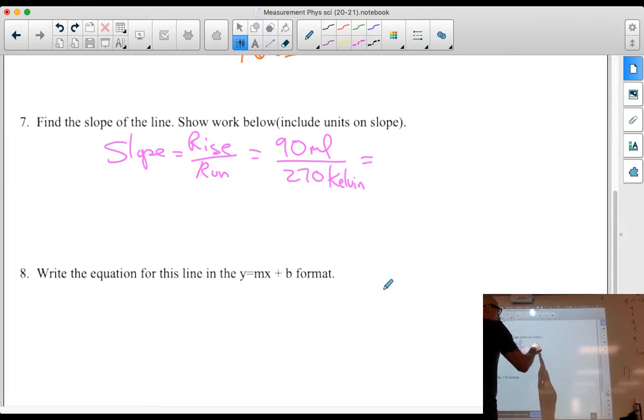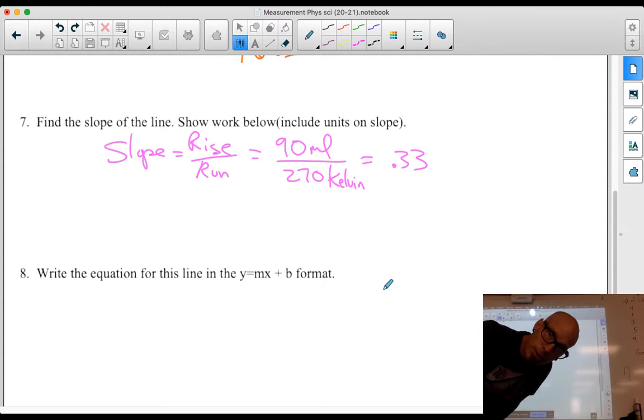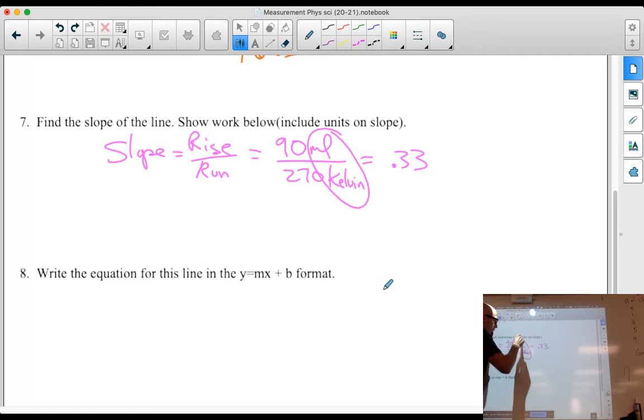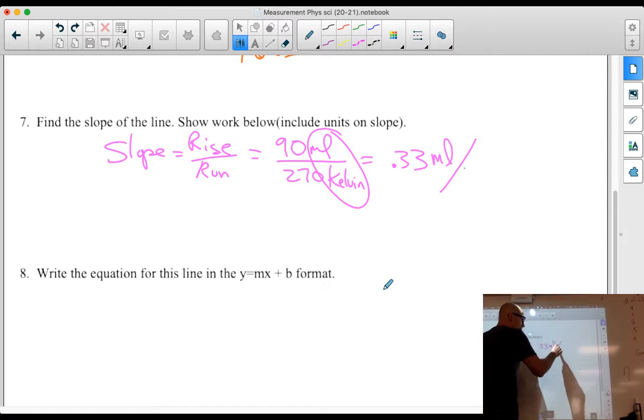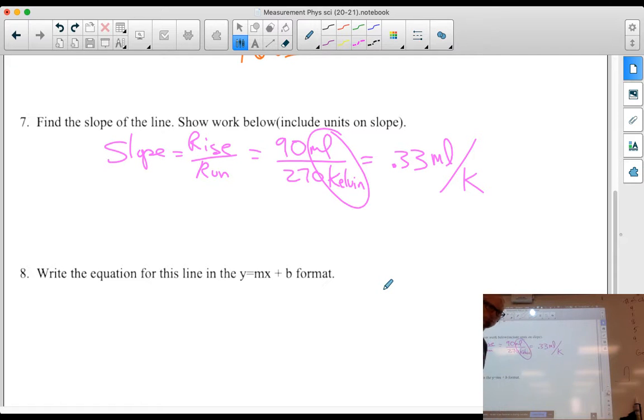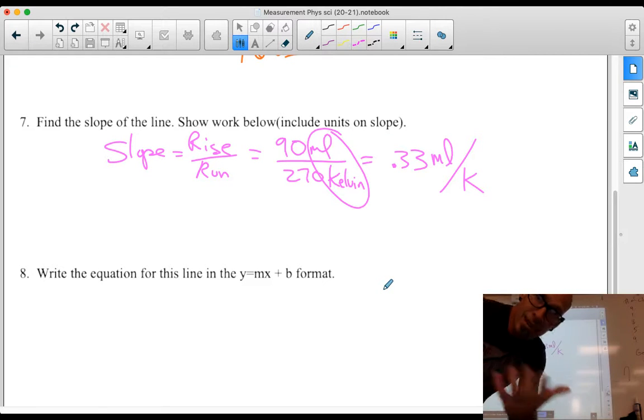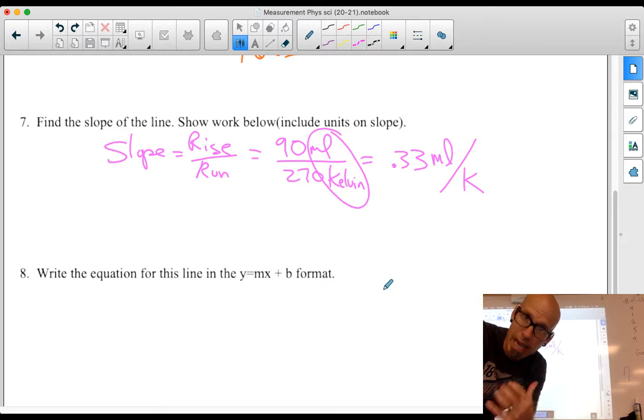So that is 0.33 for those following along at home. That's a third, right? 90 to 270, or 9 over 27, is 1 over 3. That's a third. Now, it's 0.33 what? We can't get rid of the units of measure. It's mLs per Kelvin, or for every Kelvin. So if I'm reading that, I would say that's 0.33 milliliters for every Kelvin.